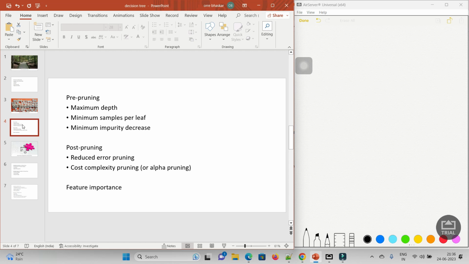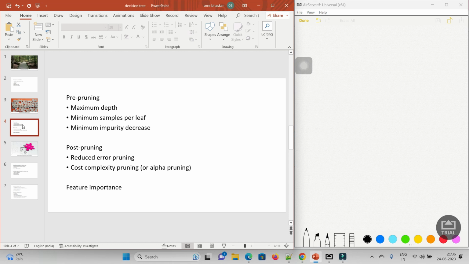Pre-pruning helps prevent the decision tree from becoming overly complex and overfitting the training data. By stopping the growth early, it can improve the generalizability of the model and reduce the chances of memorizing noise or outliers in the training data. Next is post-pruning.